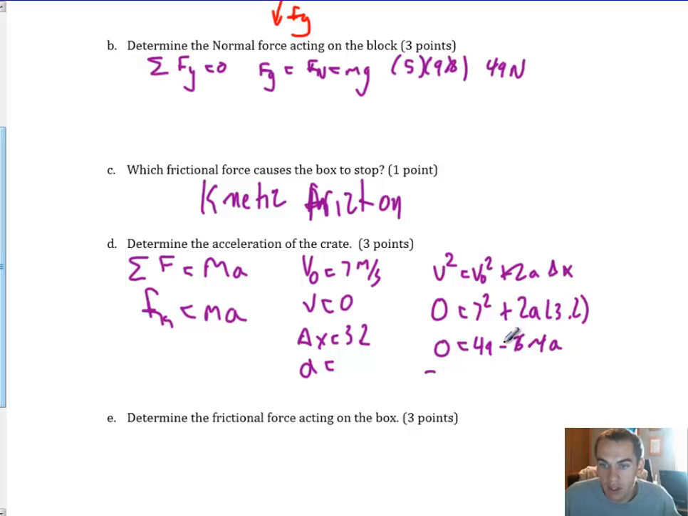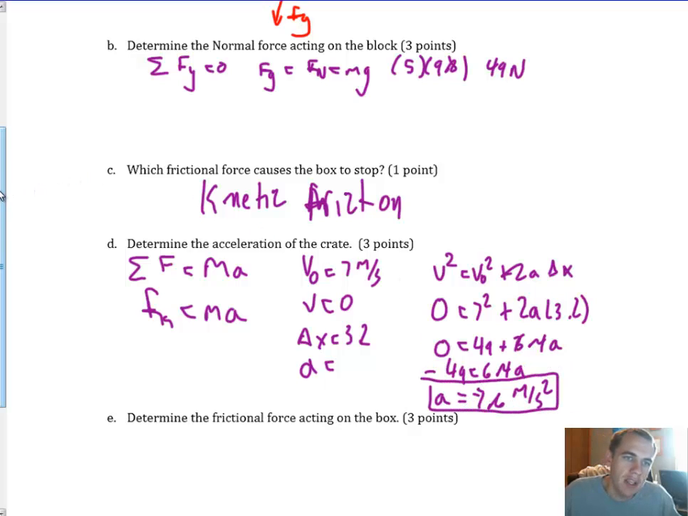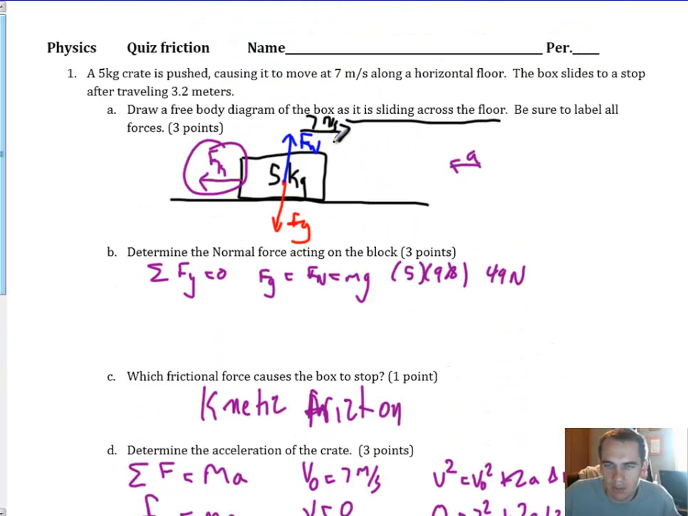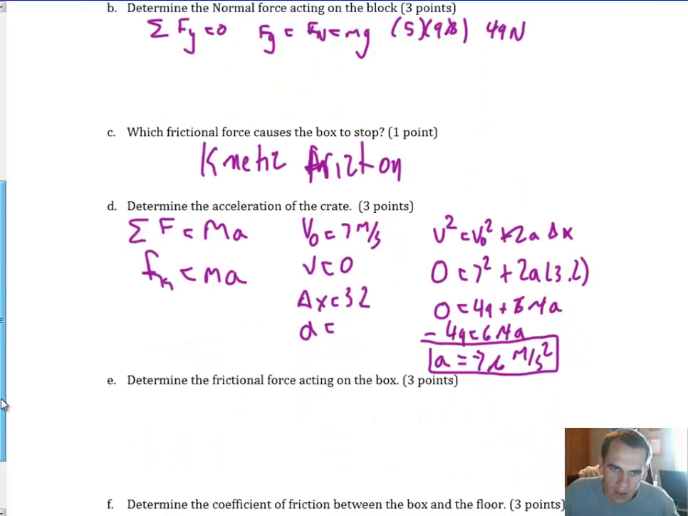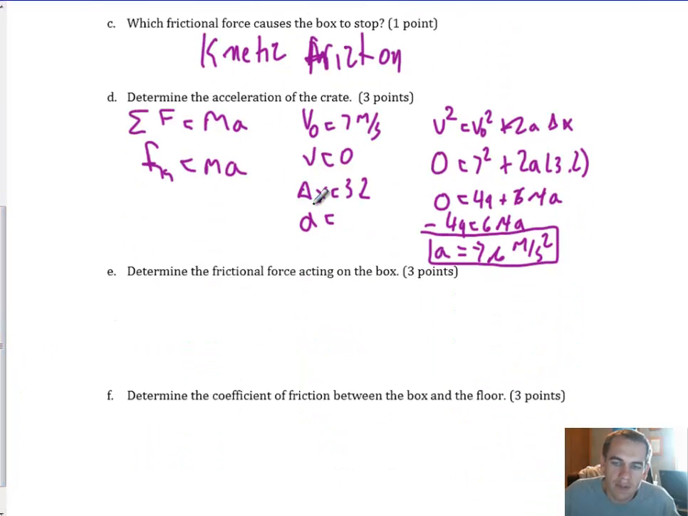So that's plus, sorry. So negative 49 equals 6.4a. I divide and I get an acceleration of about 7.6 meters per second squared, except it's a negative 7.6. The reason it's negative is because that acceleration is to the left and my velocity was to the right. They're in opposite directions. So if my 7 meters per second was positive, my acceleration needs to be negative. Remember that. Acceleration is a vector. You can't just drop a negative sign because it scares you.